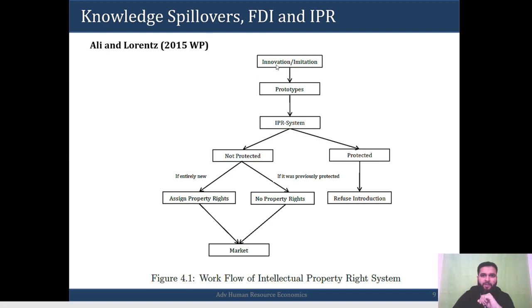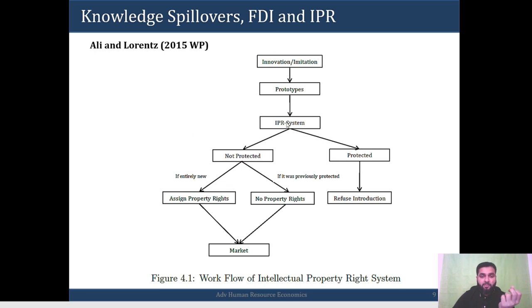First, you come up with the new product through imitation or innovation. You develop prototypes. You send it to the IPR system. You say that, okay, this is my new innovation. Now please give all the intellectual property rights to me because I'm the inventor of this product.